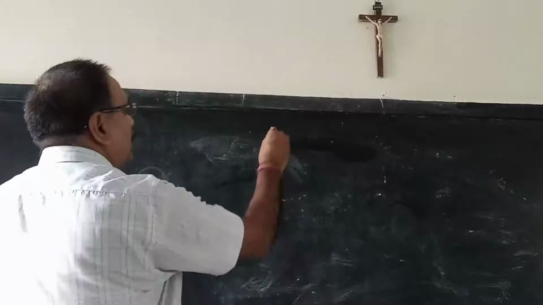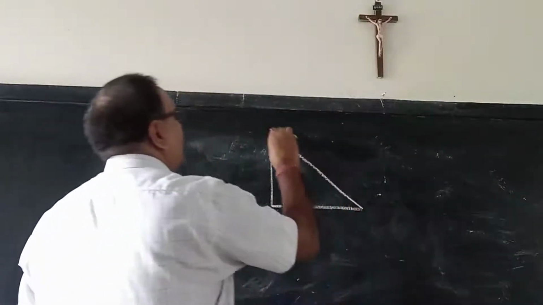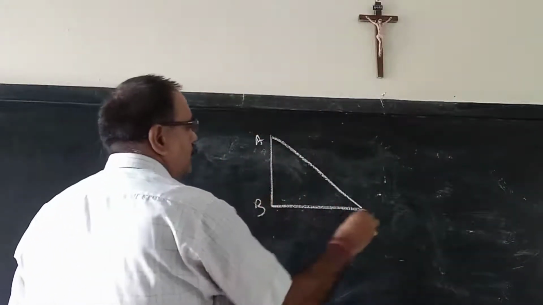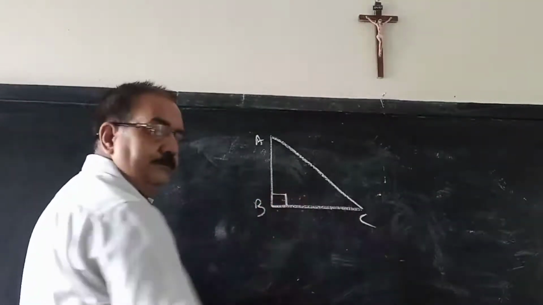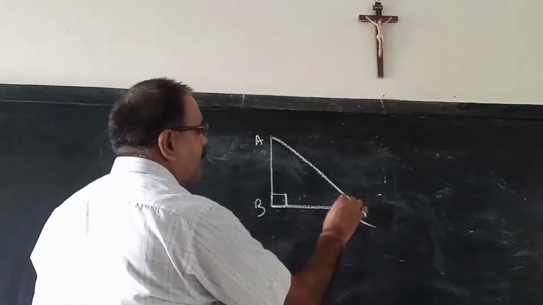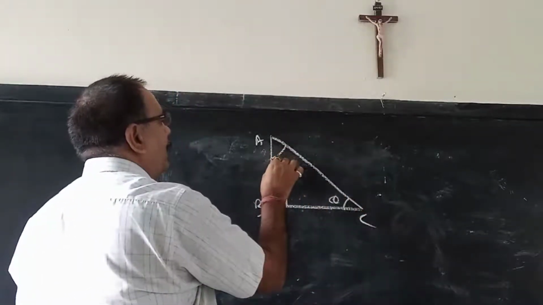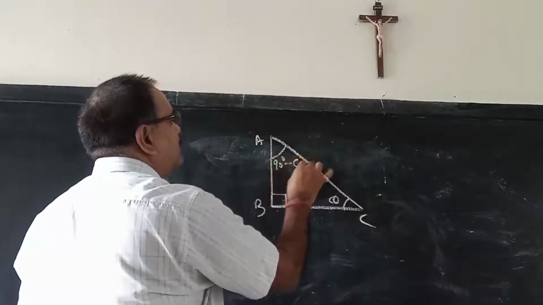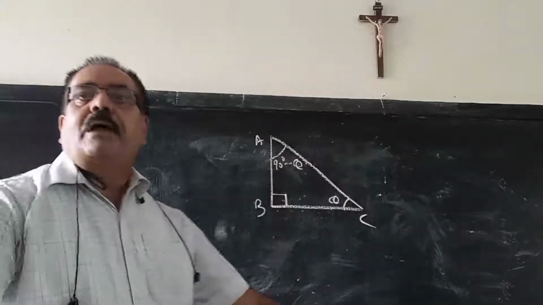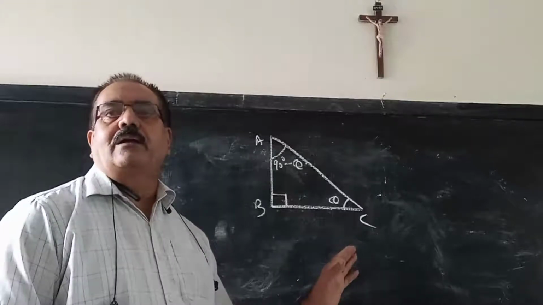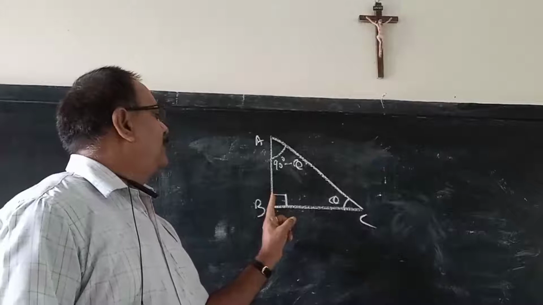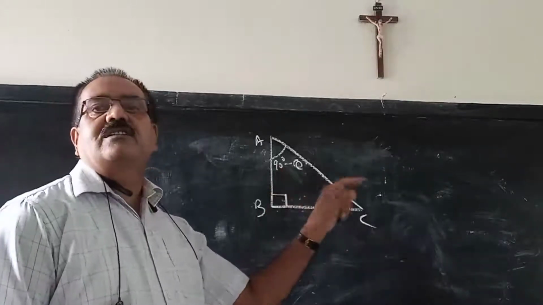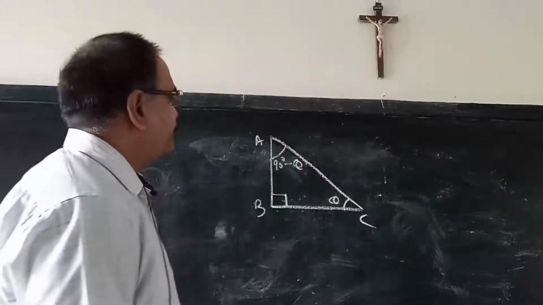But before that, how does the formula come? You know that trigonometry is based on the right angle triangle. Let this right angle be at B. Let this angle be theta, then angle A will be 90 degrees minus theta, because the sum of the angles of a triangle is equal to 180. So we add 90 plus theta plus 90 minus theta, and it will be equal to 180.